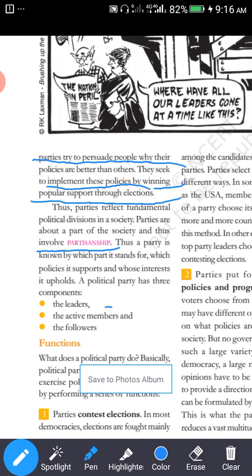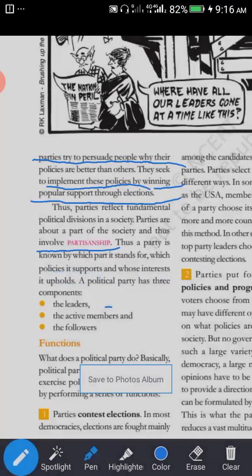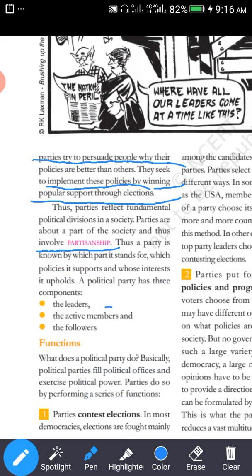NDA. And before this, whose party was their support? RJD. Yes, what does it mean? It means that at that time, and even at this present time, they are ready to choose the leader whom they think is suitable for that particular state. And then, another important thing: the active members and the followers.